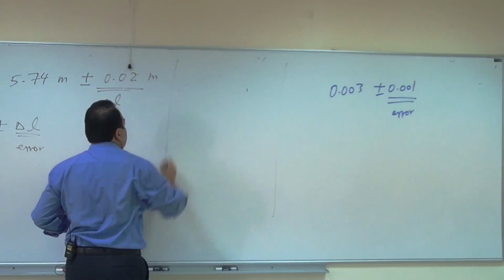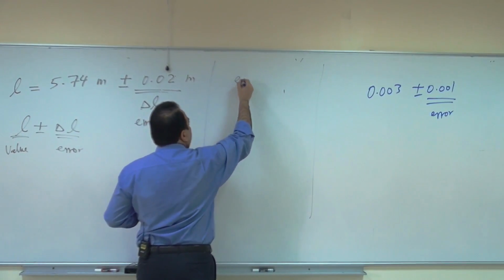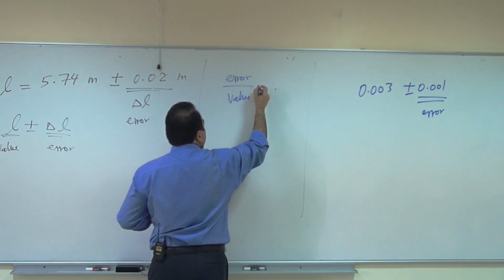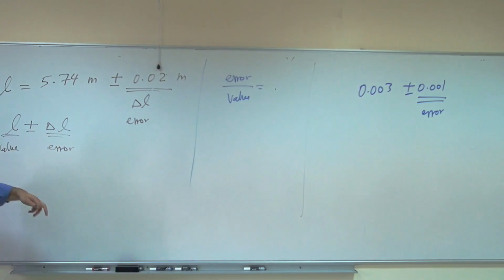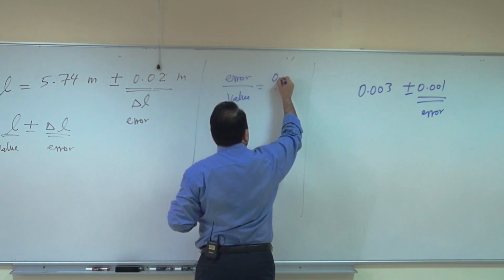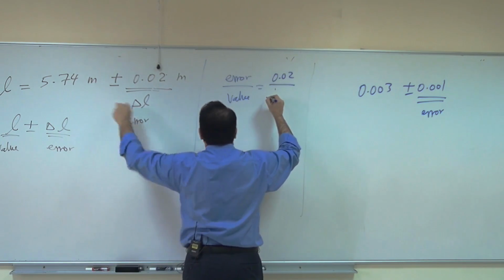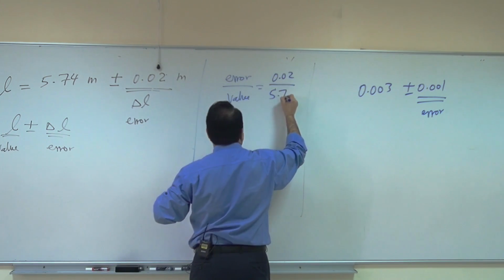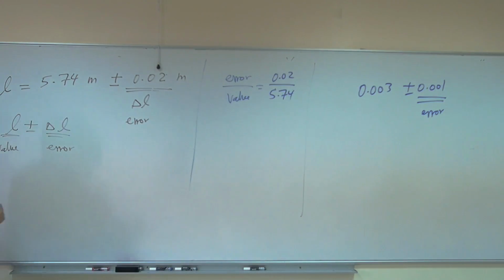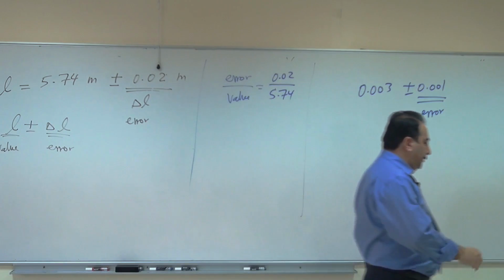Create a ratio. So you say the error over the value. Now, if I take this error and divide it by the value, 7.4, yeah? What's the ratio here?